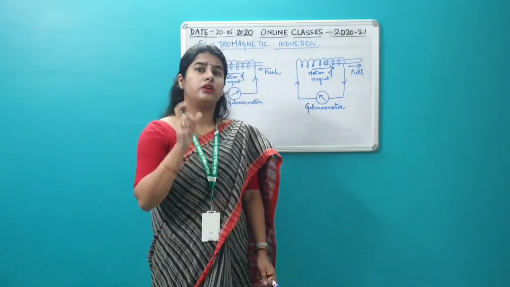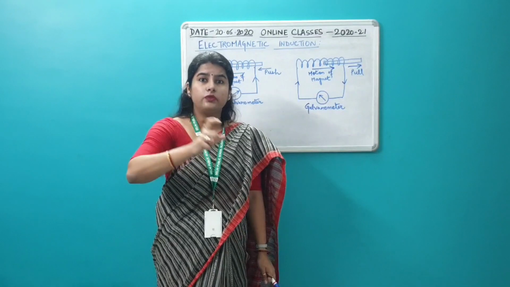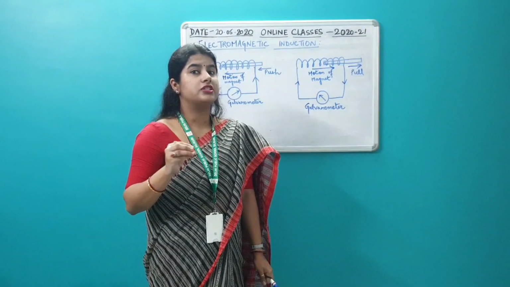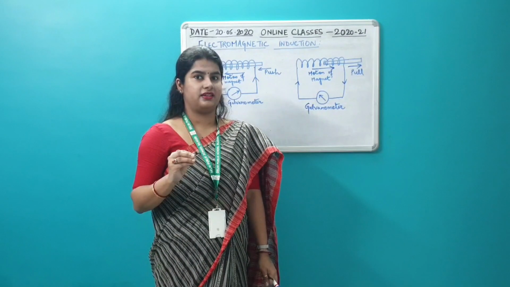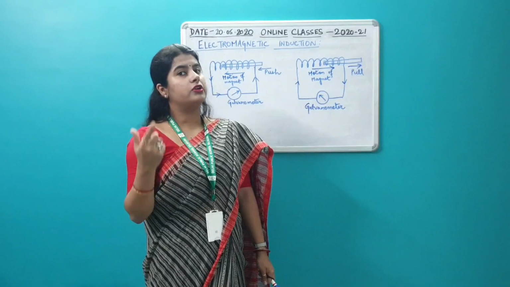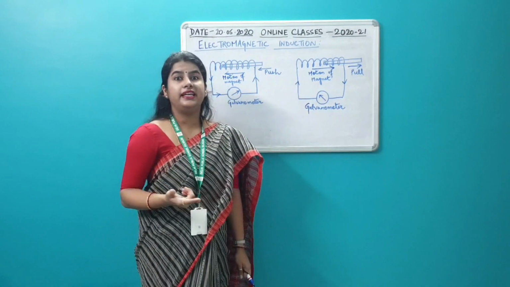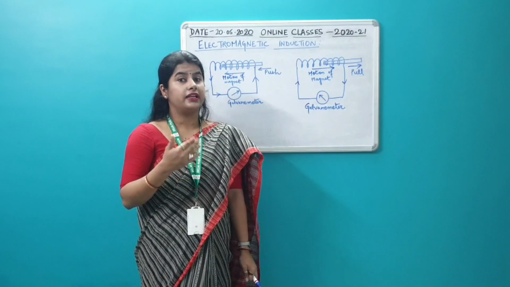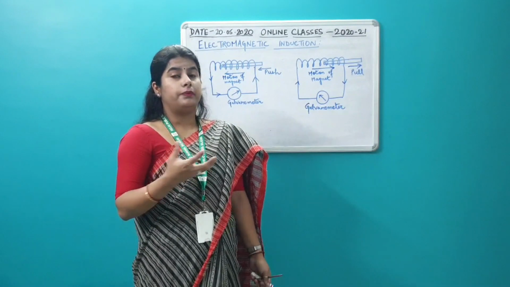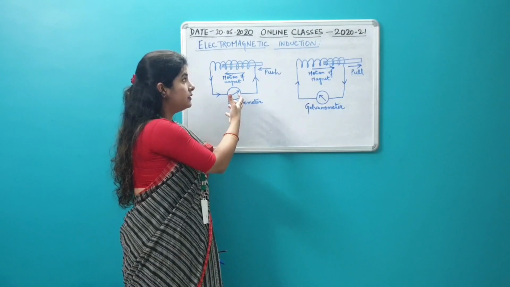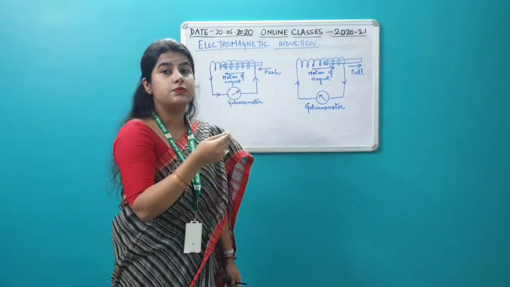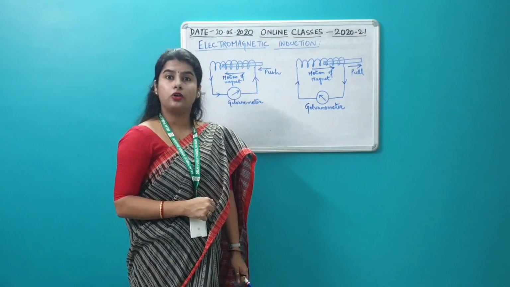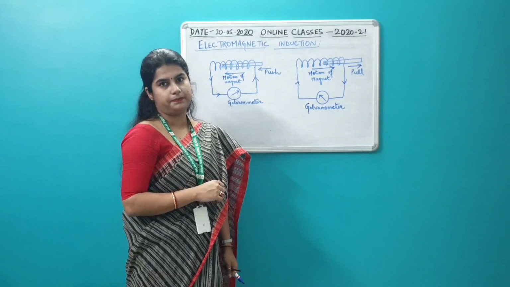Okay, that means what was his observation? When this magnet was moved, when there was motion, at that time a current was produced. So if you move a magnet within the coil, a current was induced in the coil. This is induced current. If this magnet is moved, if there is a motion, then current can be induced in that particular coil. So this was his observation.